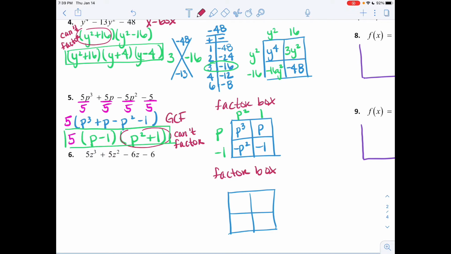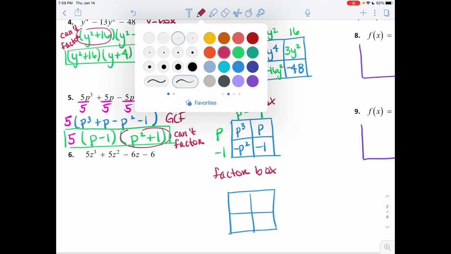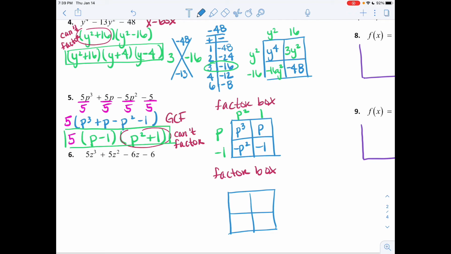I'm going to write these in any order that I want to. I tend to just write across the top row and down and then across the bottom row, but it honestly doesn't matter. 5z cubed, 5z squared, negative 6z, negative 6.